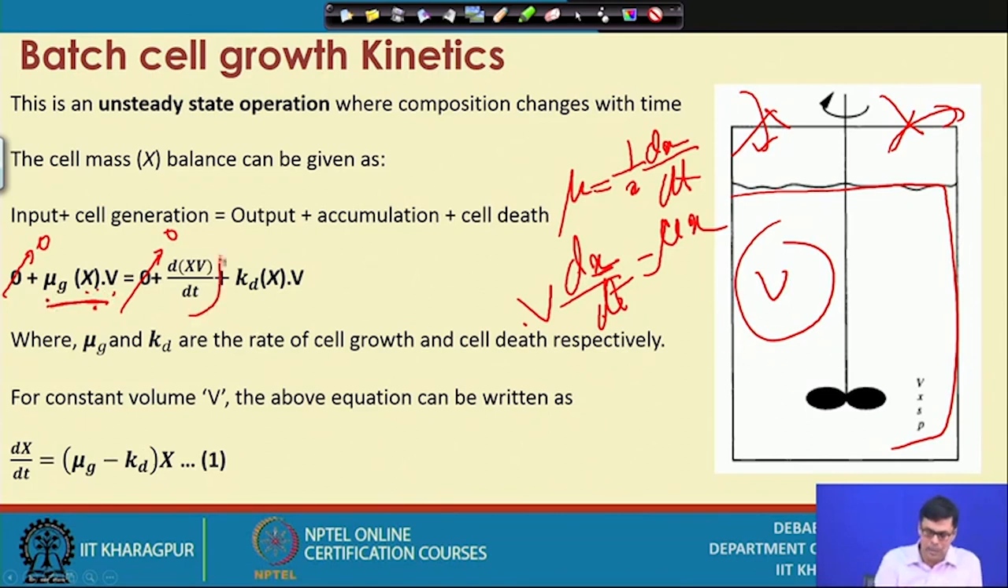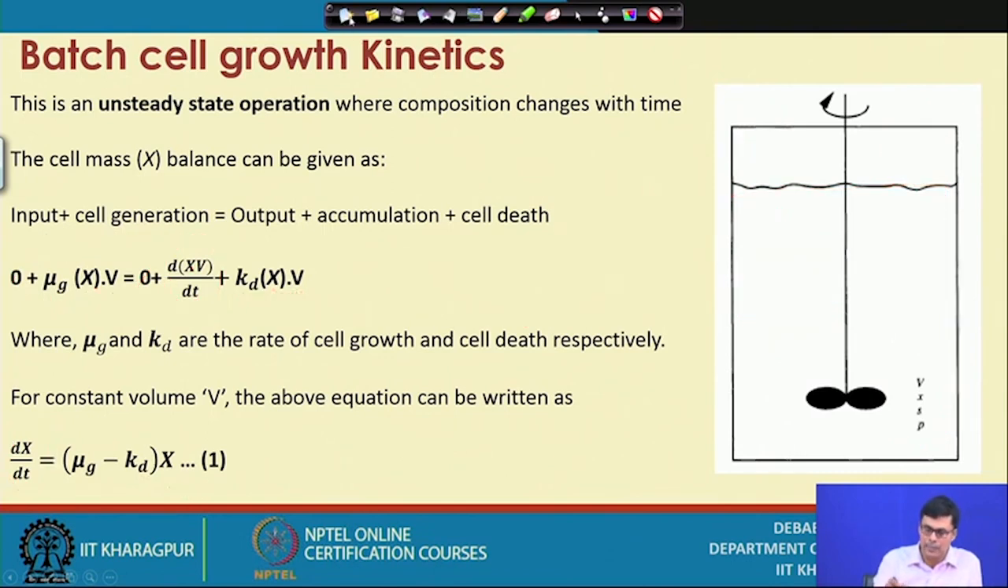Similarly, for the accumulation in the batch system, the cell mass accumulation we can write as d(xV)/dt. And for cell mass death, we can write Kd into x into V, where Kd is the specific death rate of the cell. So ultimately, the rate of growth we can write as (mu max minus Kd) into x. This is the net growth rate.